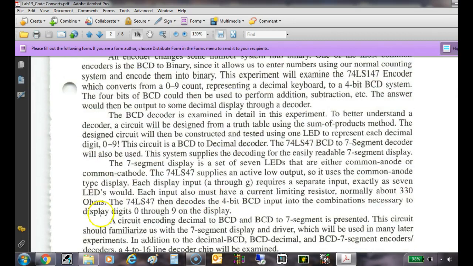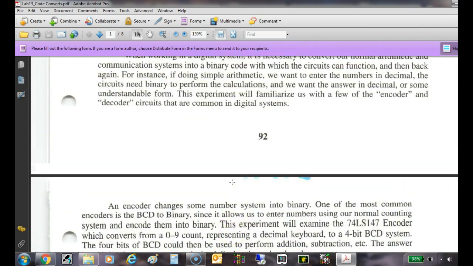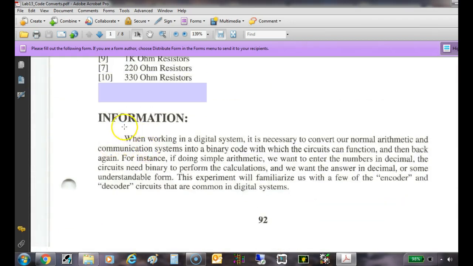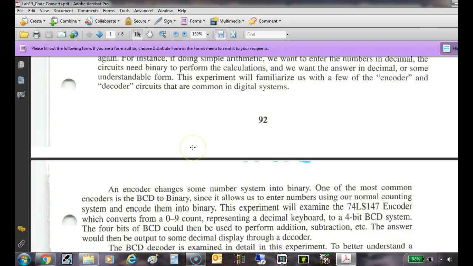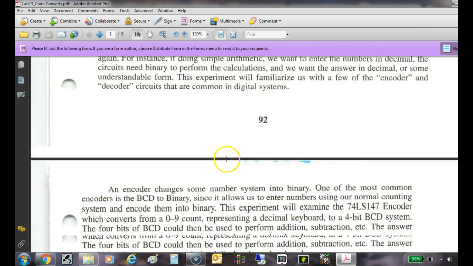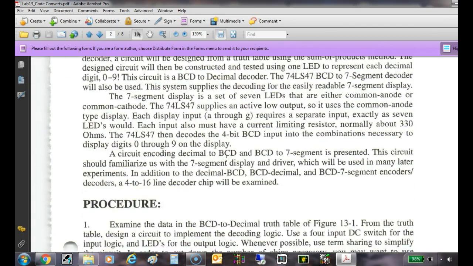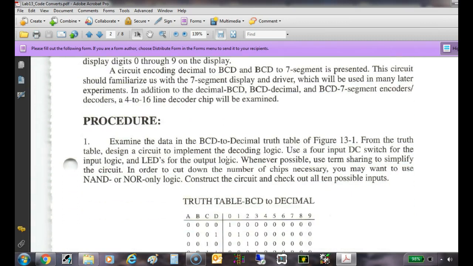Of course, you also need to read the discussion on the lab. So right now you probably need to pause it and read the information section. Anything inside this section can be on a test. First of all, it says examine the data in the BCD to decimal truth table in this figure. From the truth table, it's asking us to design a circuit to implement the decoding logic.